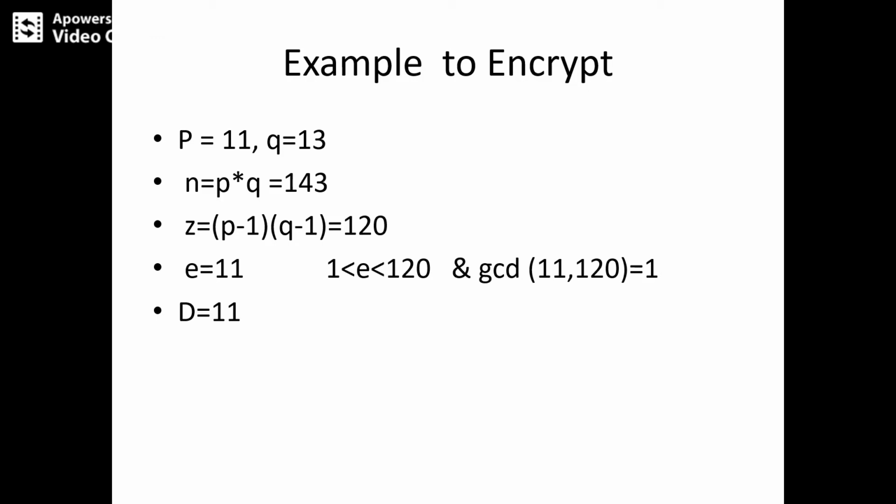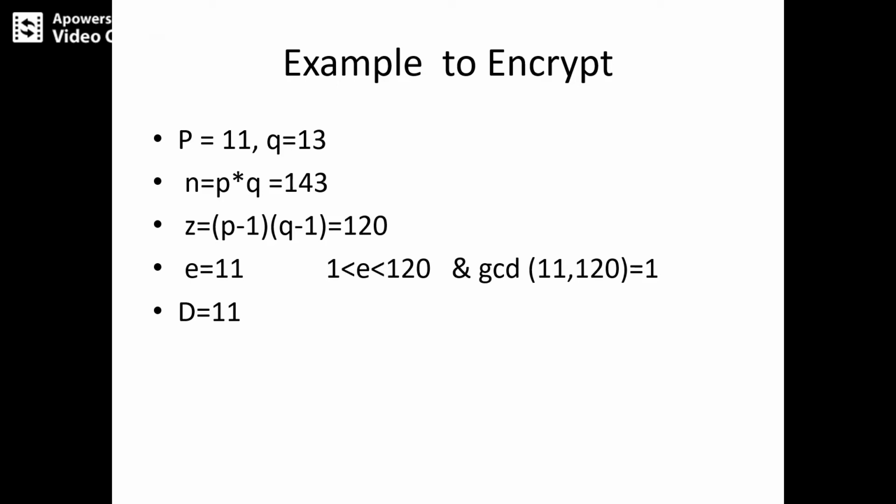So Z is equal to, we know, (P minus 1) into (Q minus 1). So P is 11, 11 minus 1 is 10, then Q is 13, 13 minus 1 is 12. 10 into 12 is 120. So here the phi, where we have taken the notation Z, is equal to 120.